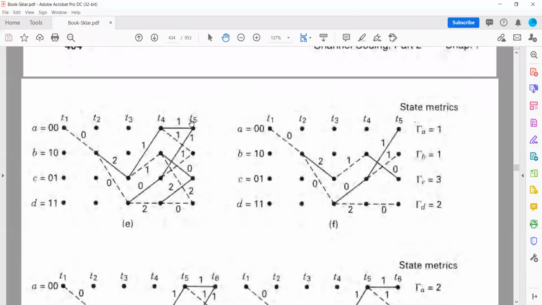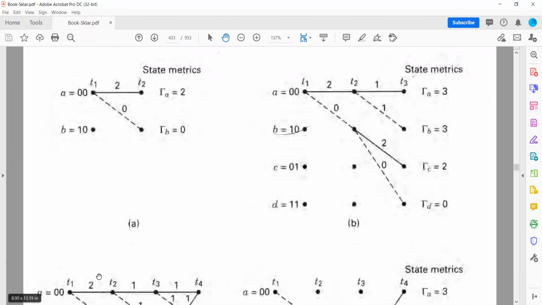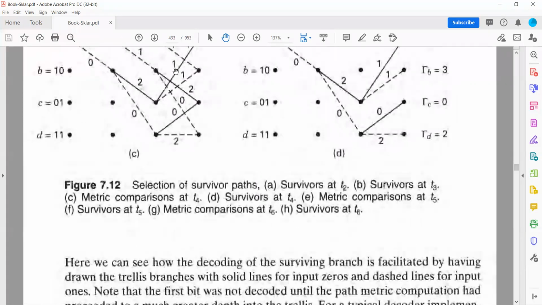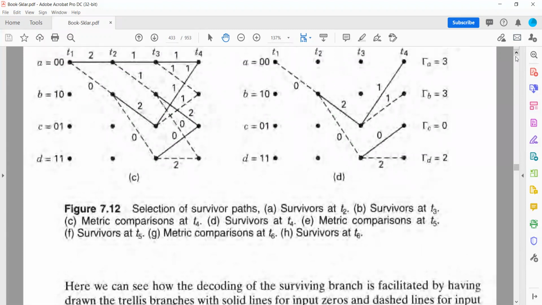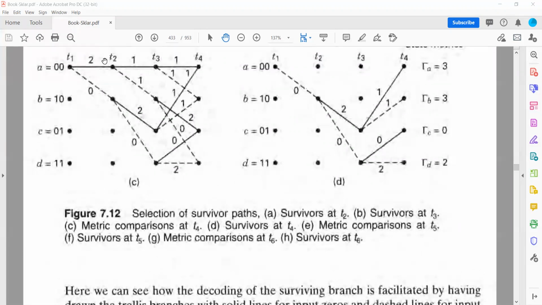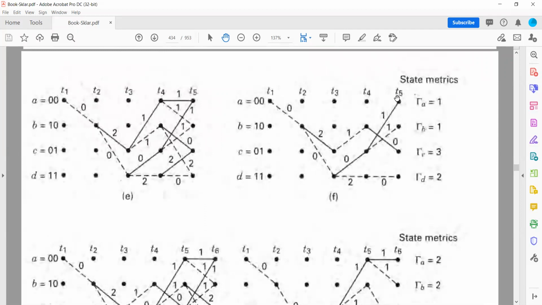If you proceed further at T5, these 2 paths will terminate at this node. This one is the surviving path. Now this path we have rejected. This horizontal path, if you remember, this path of 2 plus 1 is rejected, right? So we will reject the paths, and at T5 2 paths are entering. So these are the two paths. One is this path with 1 plus 1 plus 2, 4. The other path is 1 plus 0 plus 0 plus 0. So this path will survive. 1 plus 0 plus 0.